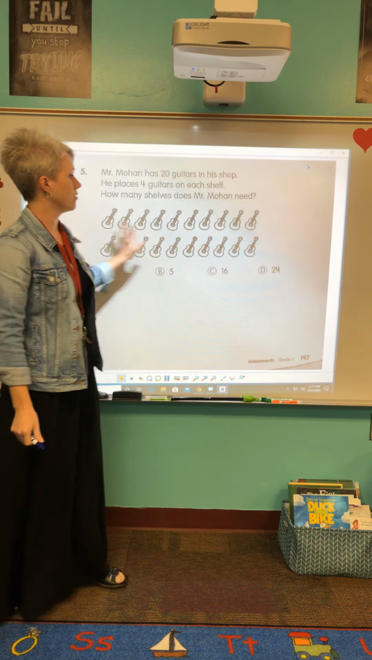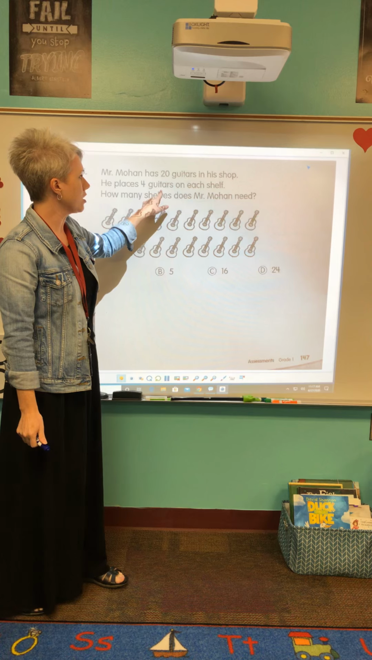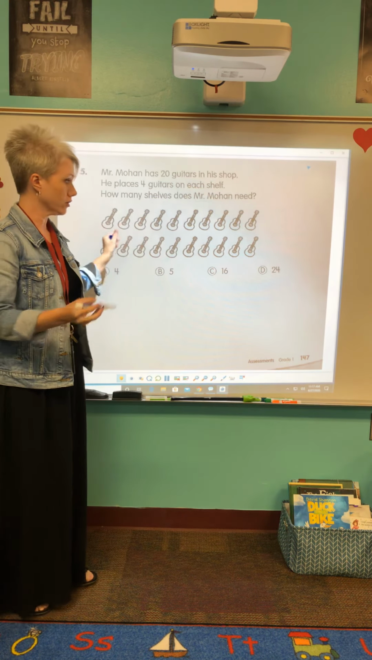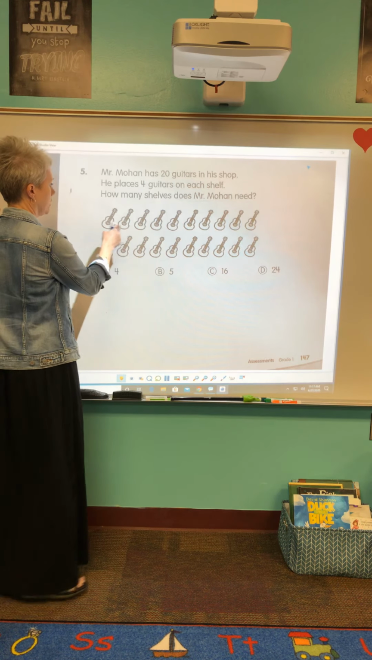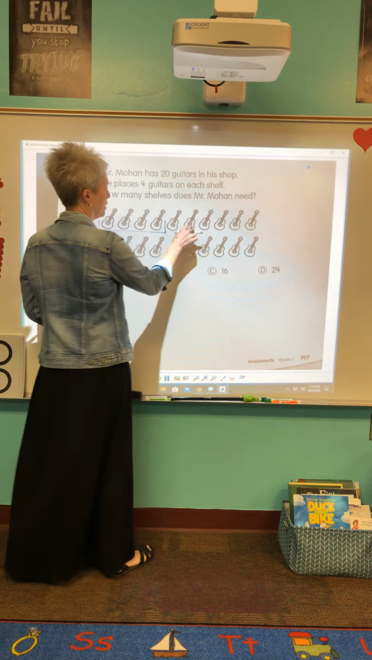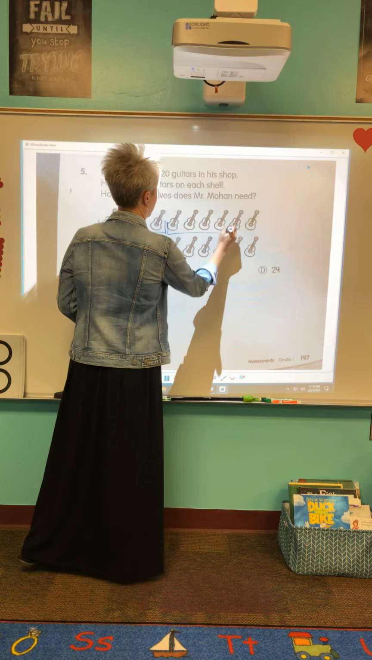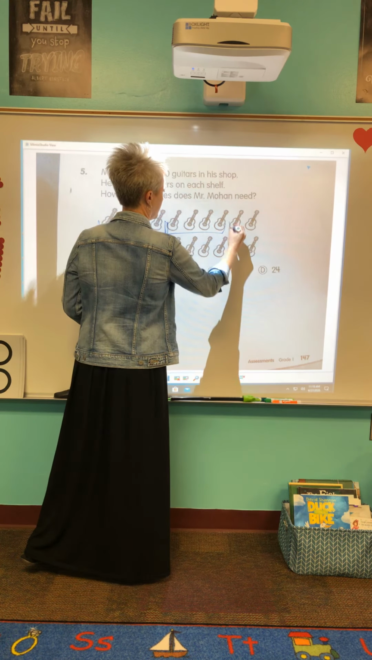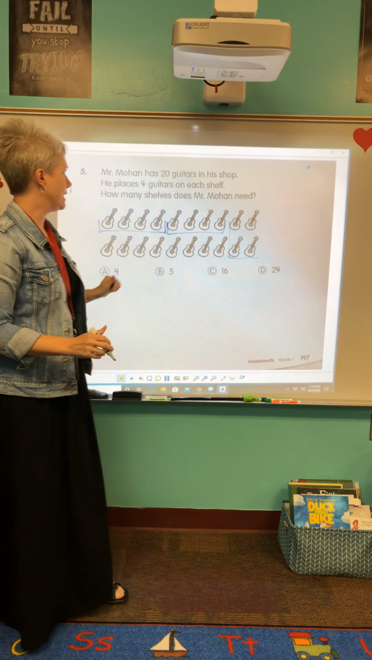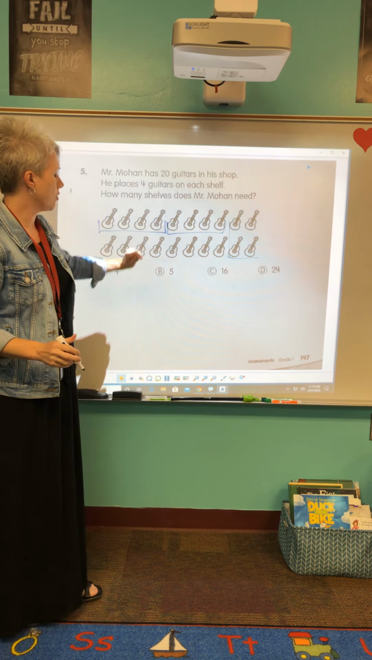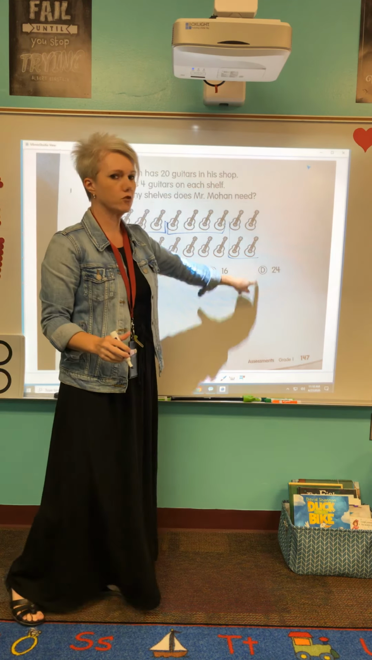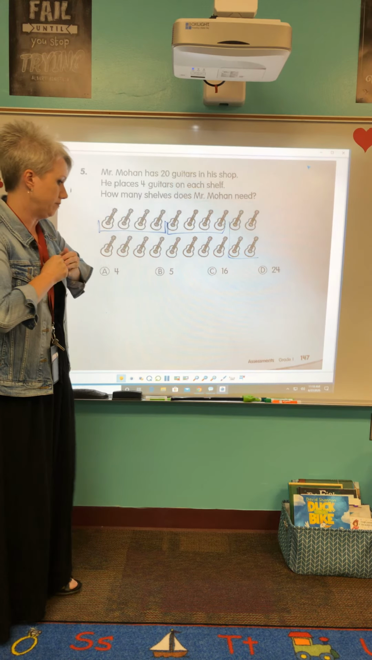He has 20 altogether. Those are his 20. He puts 4 guitars on each shelf, okay? So you can draw boxes to be your shelves, or you can draw a shelf, okay? 1, 2, 3, 4. 4 goes on each shelf. There's one shelf. 1, 2, 3, 4. There's a shelf. You guys finish this one out. How many shelves does he need? He has 20 guitars. He's putting 4 on each shelf. Does he need 4 shelves, 5 shelves, 16 shelves, or 24? You guys answer that one all by yourself.